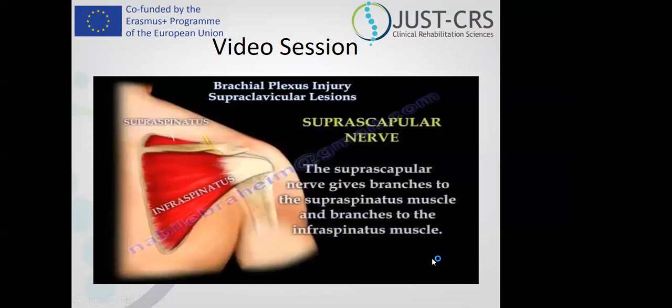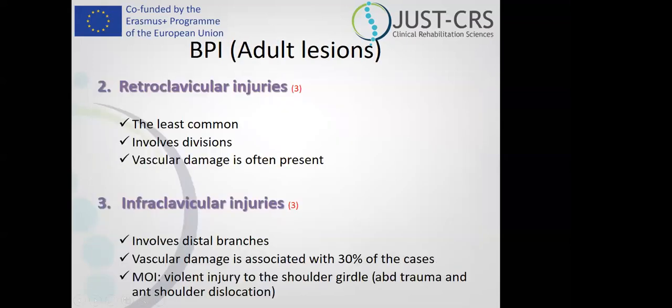Okay. The second type is the retroclavicular injuries, which are the least common, and it involves the divisions of the brachial plexus. Vascular damage is often present. The third type is the infraclavicular injuries. They involve the distal branches of the brachial plexus. Vascular damage is associated only with 30% of the cases.